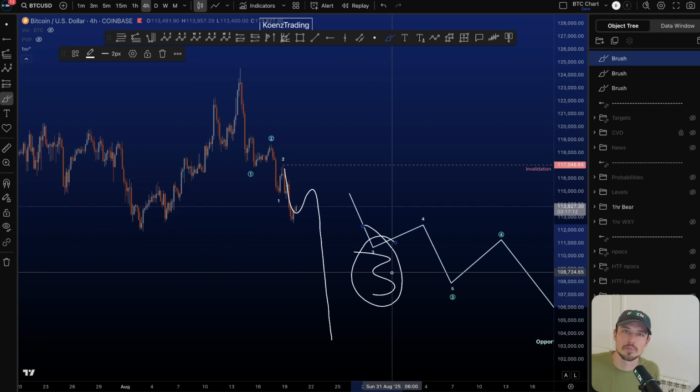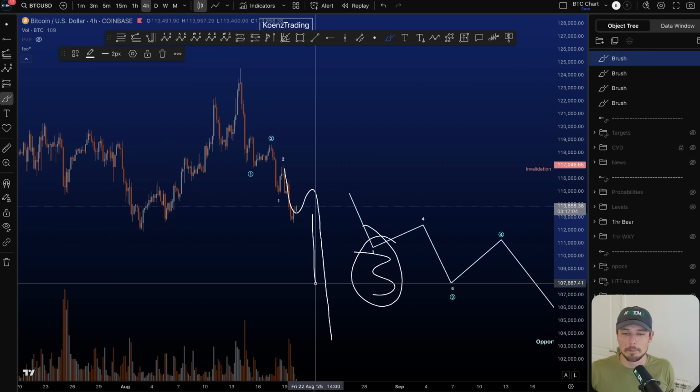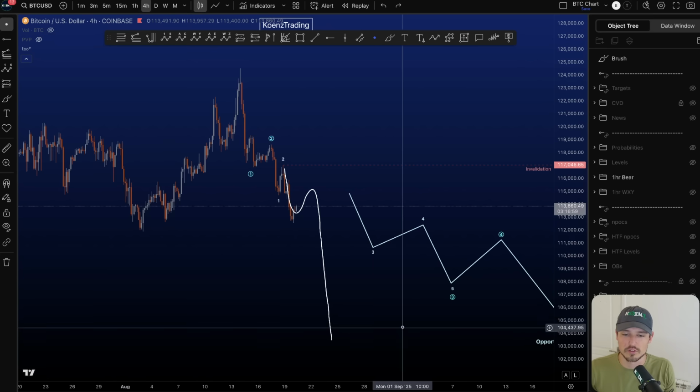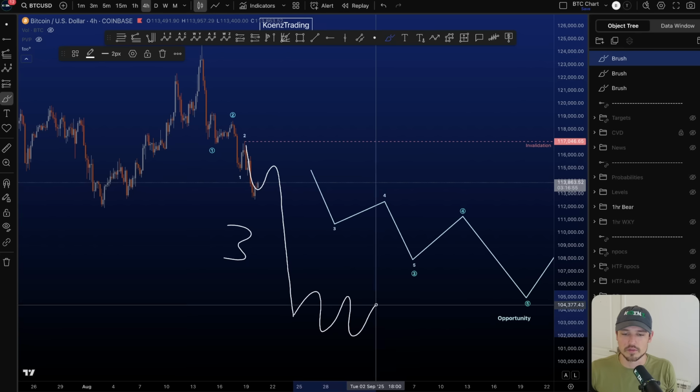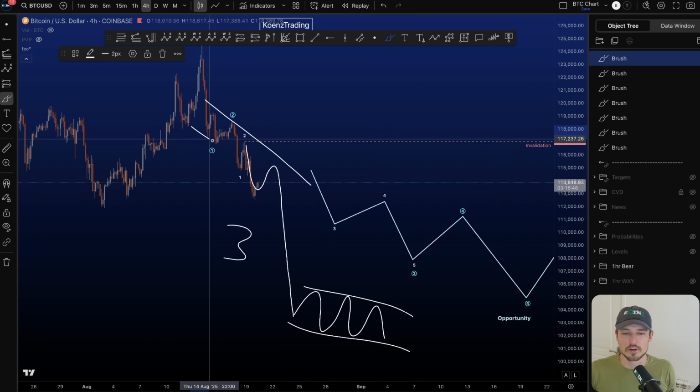And wave 3 in an impulse is commonly the strongest, longest, most extended, highest volume wave in an impulse to the downside. So you want price to move down, big candles, volume increasing as price is moving to the downside. And then after your wave 3, you're going to be looking for a couple of wave 4s and wave 5s.